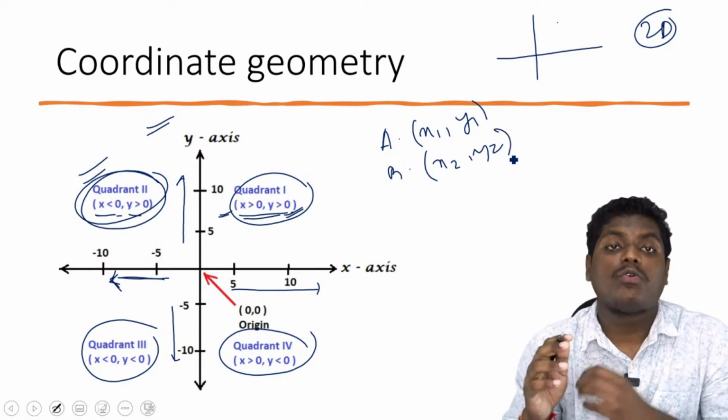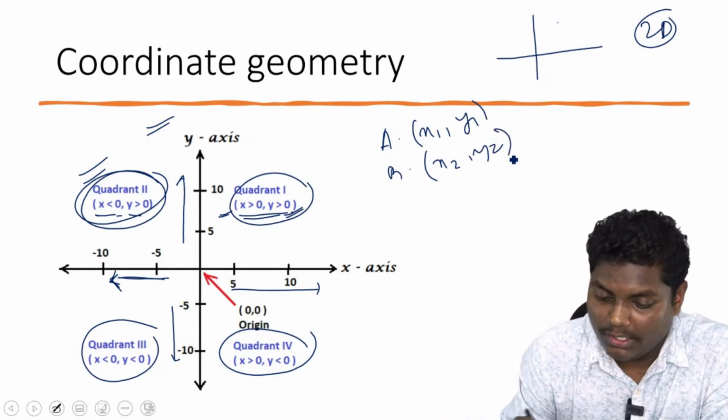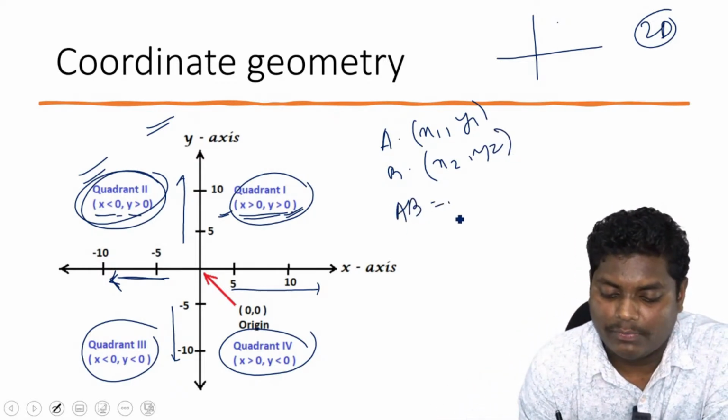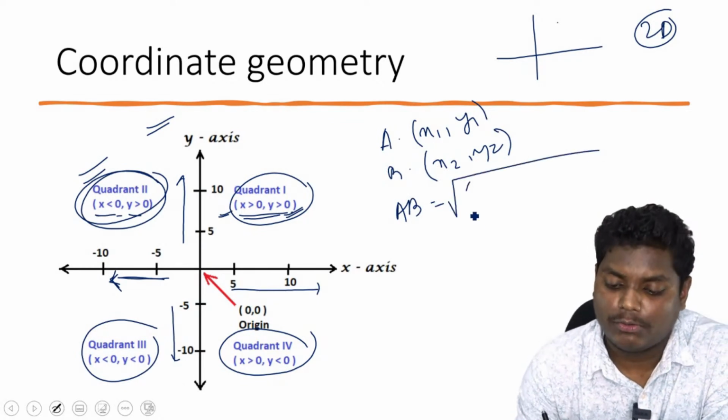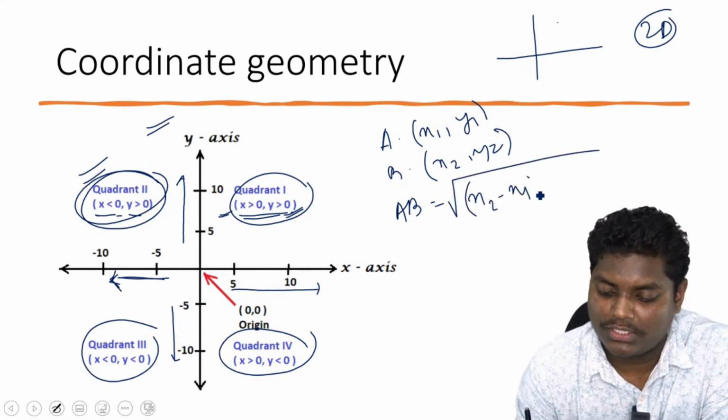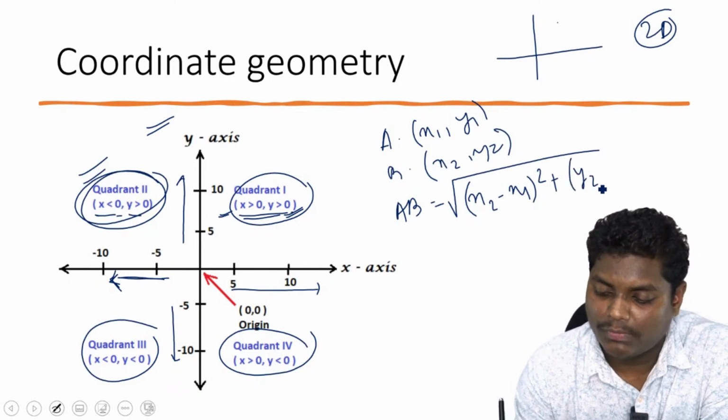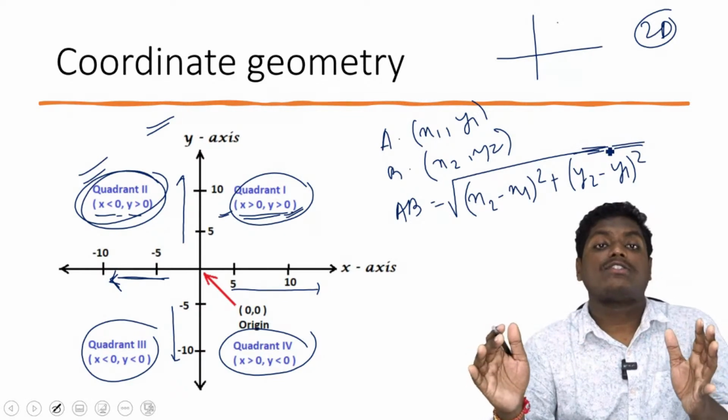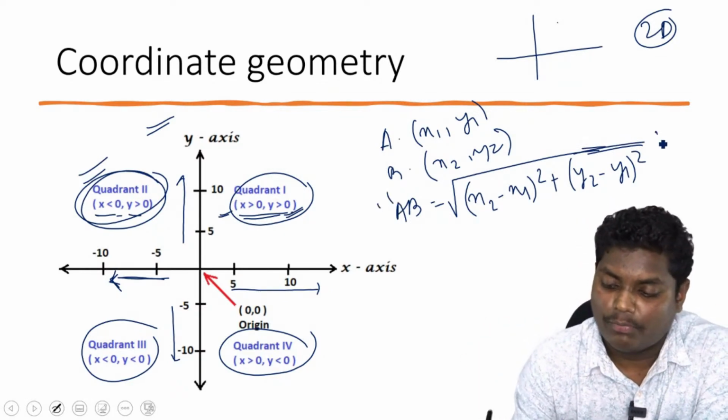So if I ask you, what is the distance between A and B? It will be basically the square root of (x2 minus x1) square plus (y2 minus y1) square. This is the length. This is the distance AB if you want to find it. This is a very important formula.